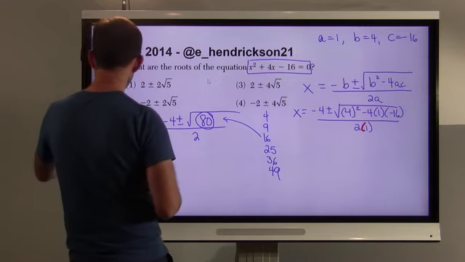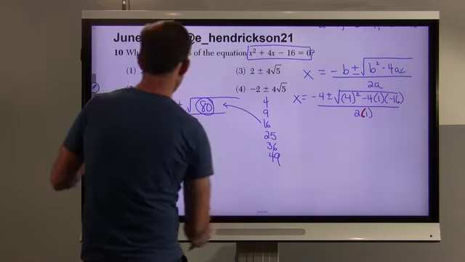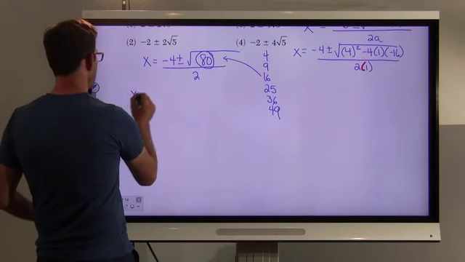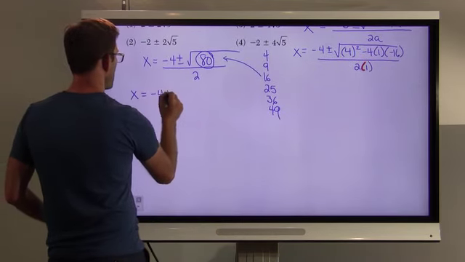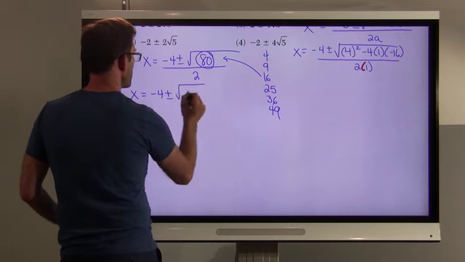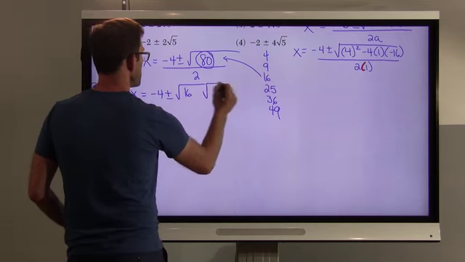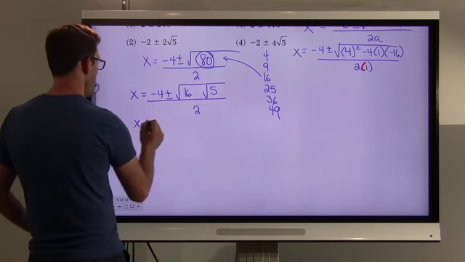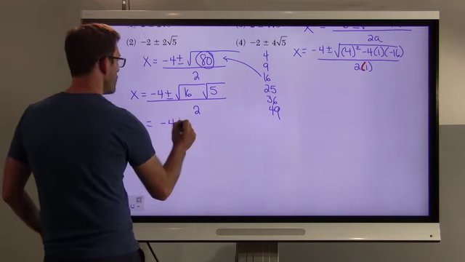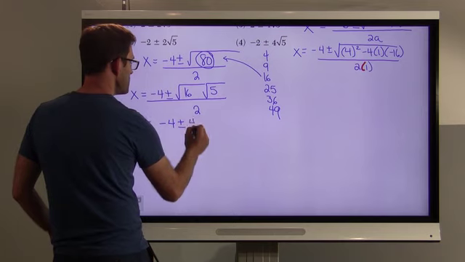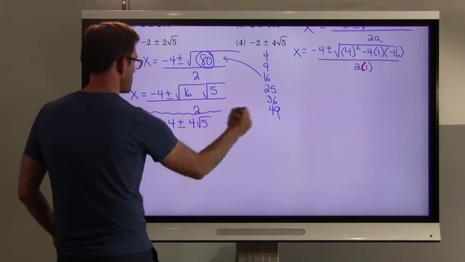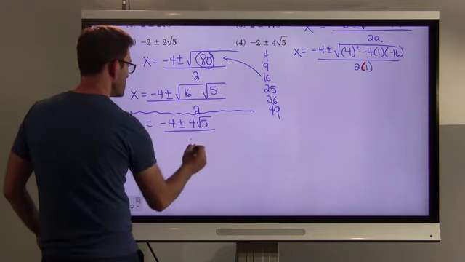So what I can now do, give myself a little bit of extra room, is I can leave that negative 4 alone. I can break up the square root of 80 as the square root of 16 times the square root of 5, all divided by 2. I now take the square root of what I can, the square root of 16 is 4, leave what I can't, that's 5, all divided by 2.